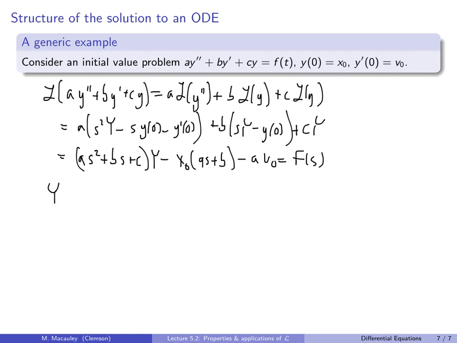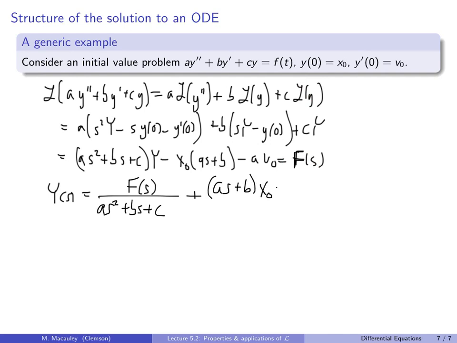Here's the big idea: we want to solve for y, it's just algebra. We get that y of s equals capital F of s, the Laplace transform of the forcing term, over this polynomial as squared plus bs plus c. And then we have as plus b times x naught plus a times v naught over the polynomial as squared plus bs plus c.